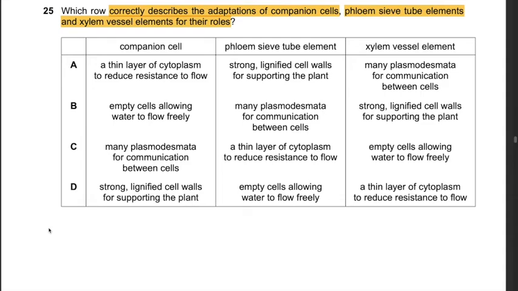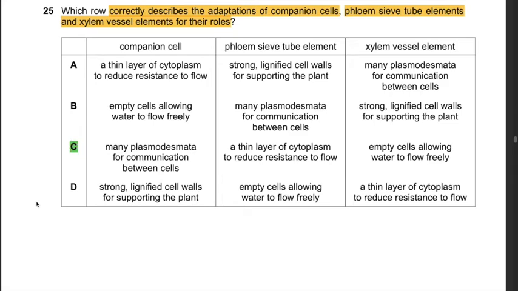Let's look at answer C. Many plasmodesmata for communication between cells. Yes, companion cells do have. A thin layer of cytoplasm to reduce resistance to flow. Yes, phloem sieve tube elements do have a thin layer of cytoplasm. Xylem vessel element, empty cells allowing water to flow freely. Yes, xylem vessel elements are dead cells, hence empty cells, and they do allow water to flow freely. Therefore the answer must be C.